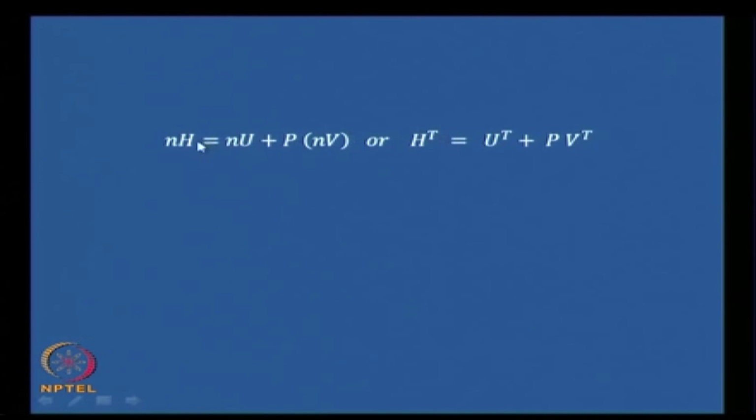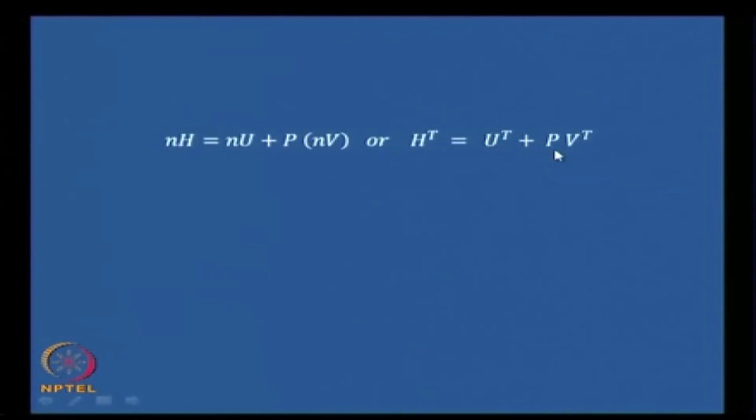Since we are using HT to represent NH, UT to represent Nu and P times VT, note that P is an intrinsic quantity. Even if the number of moles of a system are different, as long as it is internally at equilibrium and so on, in most cases we will have P to be the same throughout the system. Since it is an intrinsic quantity it is not going to depend on the number of moles. So P times NV, V is going to depend on the number of moles, and therefore NH equals Nu plus P times NV, or HT equals UT plus P times VT.